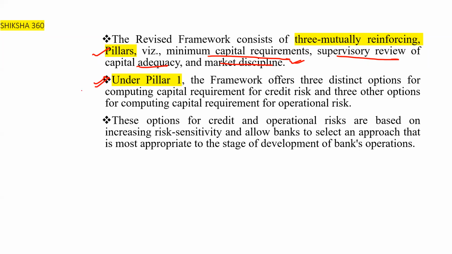Under pillar 1, the framework offers three distinct options basically for computing the capital requirement. Basically for what? Computing the capital requirement for credit risk, and three options for computing capital requirement for the operational risk.